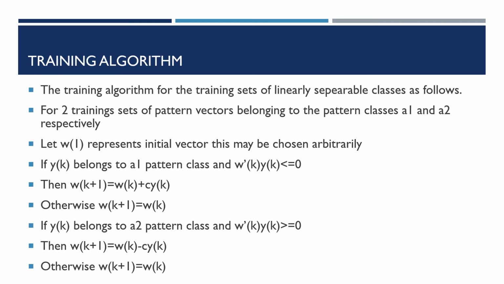In a similar way, if y of k belongs to the A2 pattern class and w transpose of k times y of k is greater than or equal to 0, then w of k plus 1 equals w of k minus c times y of k. Otherwise, w of k plus 1 will be w of k.